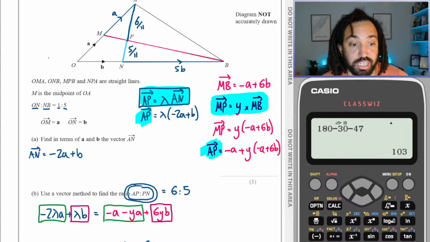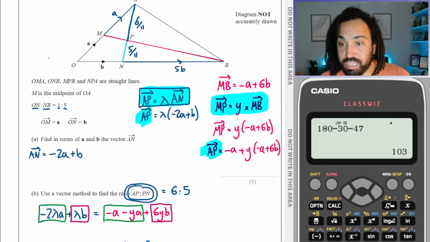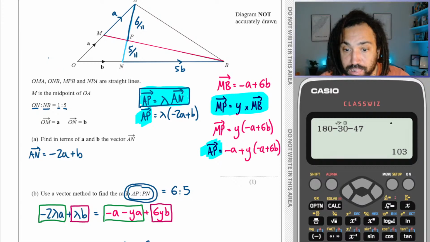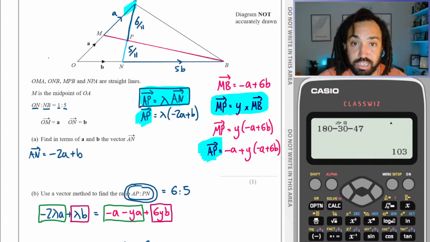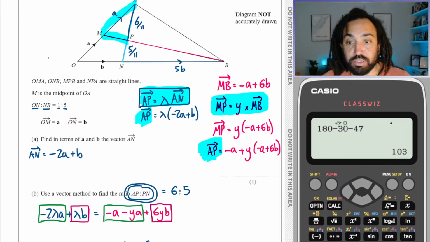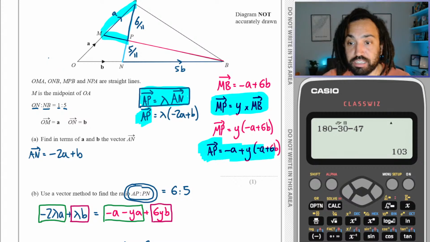Why did we add minus A in MP? Why did I add that? I wanted to get an expression of AP. And AP, to get from A to P, I do minus A, and then I add on MP. So that's how I got an expression for A to P, like this.